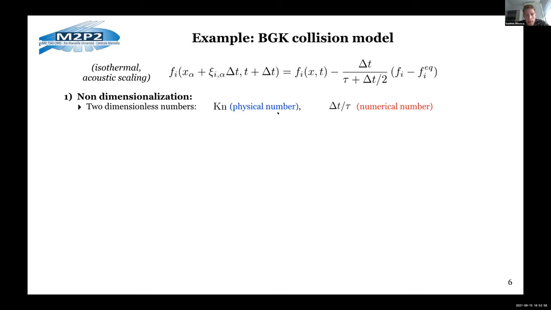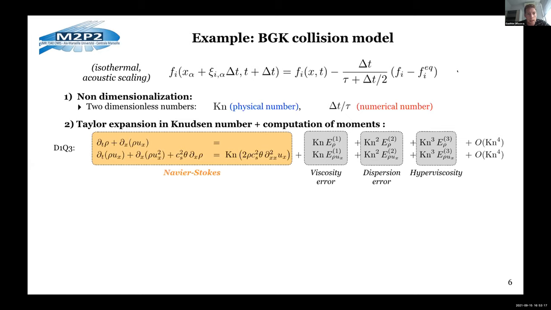Here I have to insist that the distinction between a physical number and a numerical number is very important, because it will allow us to make a systematic difference between the consistency errors, which are related to the physical number, and the numerical errors, which are related to this numerical number. And then we perform a Taylor expansion of this scheme in Knudsen number so as to obtain a system of partial differential equations. Then we compute the moments of the system, which is very close to what we do in a Chapman-Enskog expansion, even if it's not strictly speaking a Chapman-Enskog expansion. And here is what we obtain for the particular example of the D1Q3 lattice.